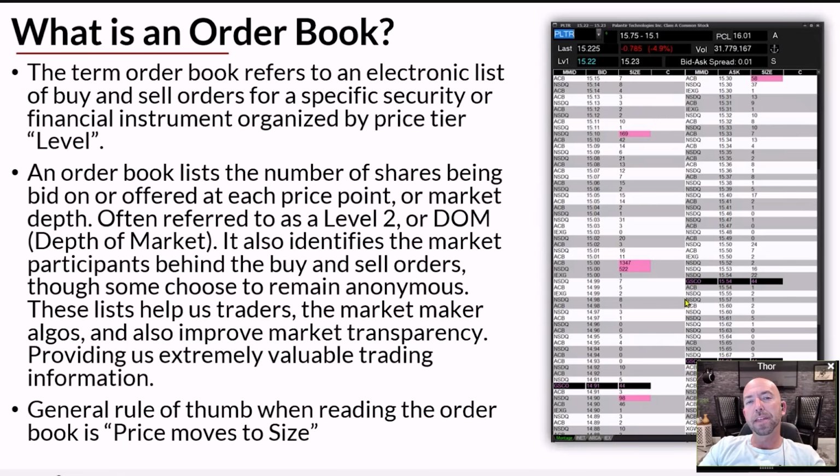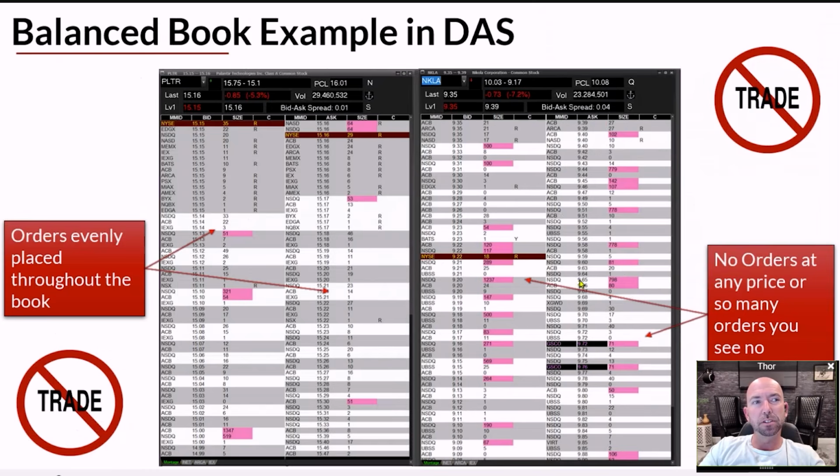So you can see here with that highlighted, I basically did anything over 100. And you can see 169, 1347, 522, 98, big orders to the downside. Very little orders to the top side. If price moves to size, this is a bearish level too.